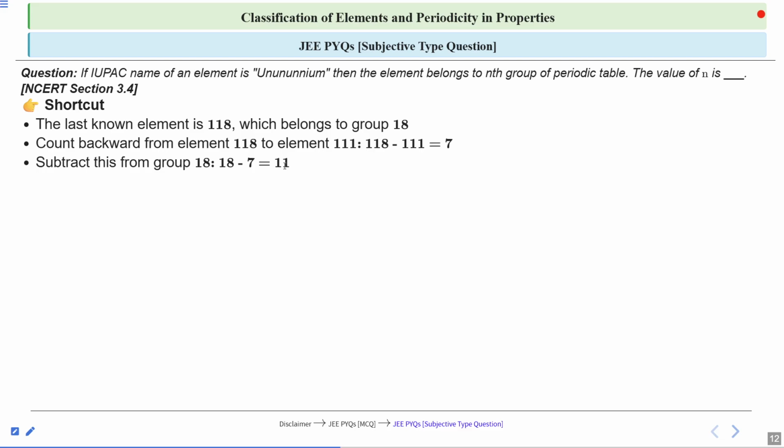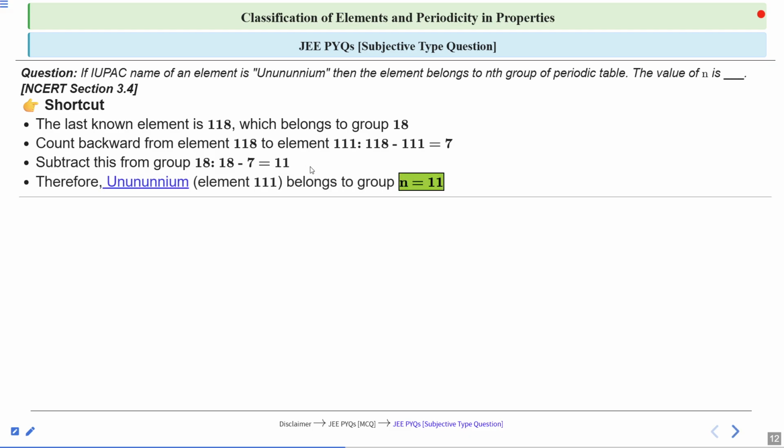Now coming back to the question, we have found that the element unnunium belongs to the 11th group. Therefore, what will be the correct answer? N will be equal to 11. I hope this is clear to you.